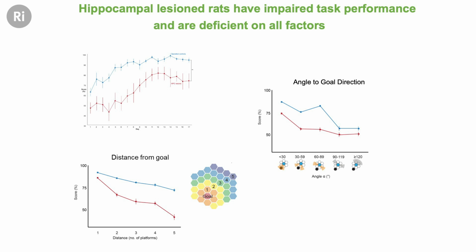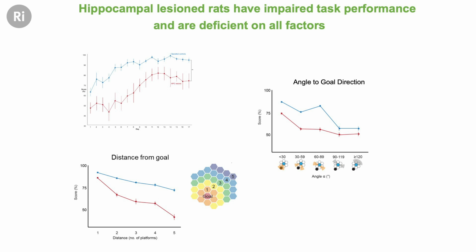It turns out that normal animals also are sensitive to various aspects of the task. So they're sensitive, as shown on the lower left, to how far away the choice that they're making is from the goal. The farther away they are, the harder it is. And animals with damage to this part of the brain are actually even worse at making that discrimination.